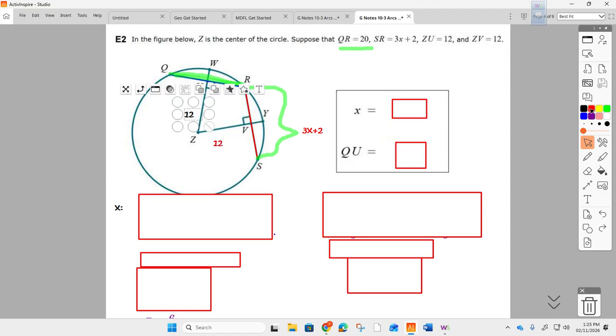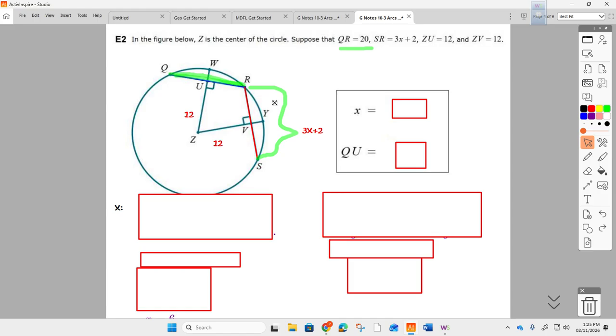Okay. They want us to find X, and they want us to find the length of QU. All right, let's find X first. So X is part of SR. So what's the equation we can write to solve for X? And make sure you can explain to me why that equation would represent the situation.